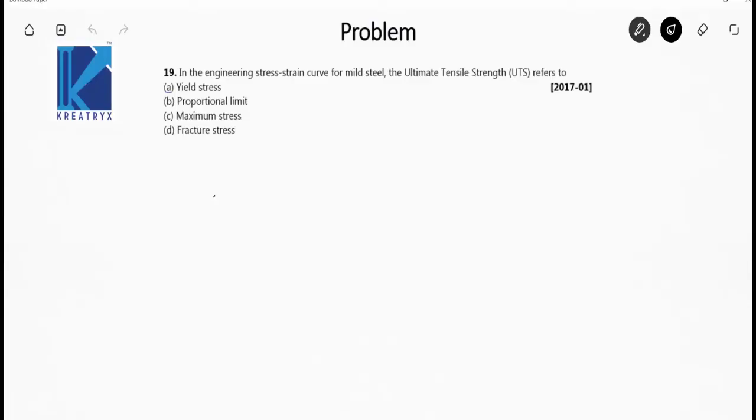Let's solve some more problems from the chapter stress and strain. In this problem it says that in the engineering stress strain curve for mild steel, that is for ductile material, the UTS refers to the maximum stress. Okay, next question.